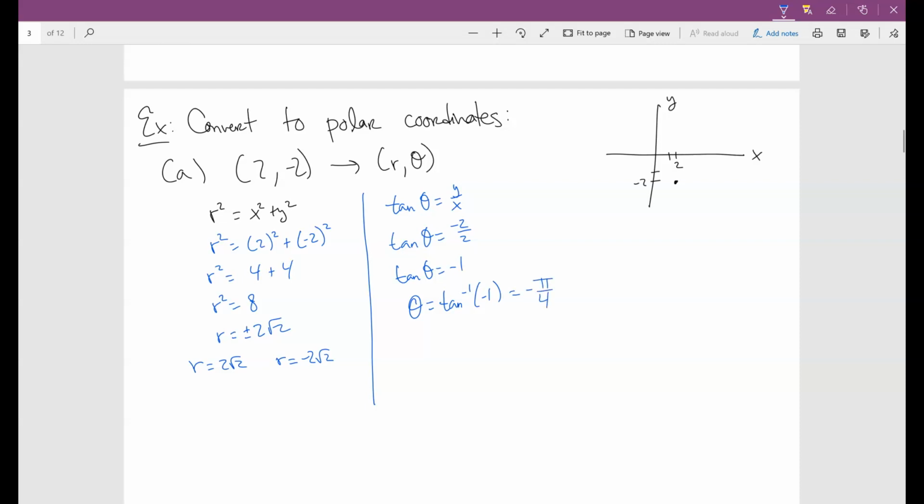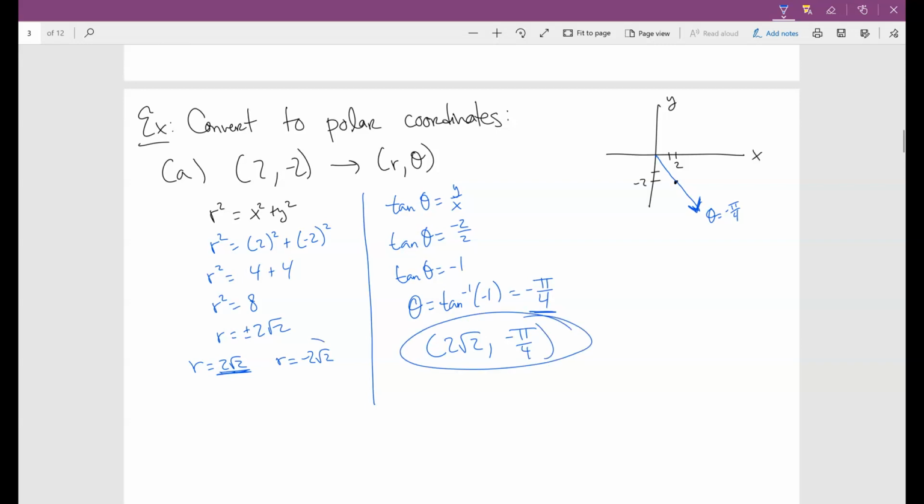Okay? Now, notice here that you can kind of just think about it, and in this direction is going to be negative pi over 4. Okay, theta equals negative pi over 4. So if I'm going in this direction, that means that the radius should be positive. So this point corresponds with this point. It's going to be 2 square root of 2 comma negative pi over 4. That would be one of the solutions.